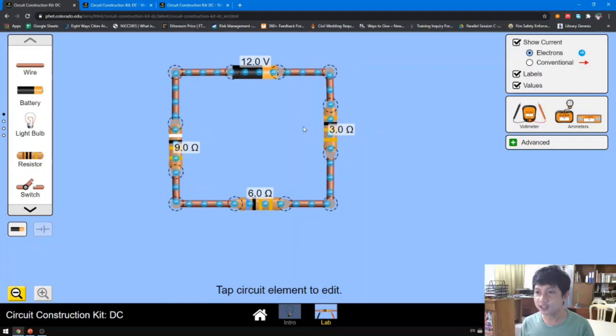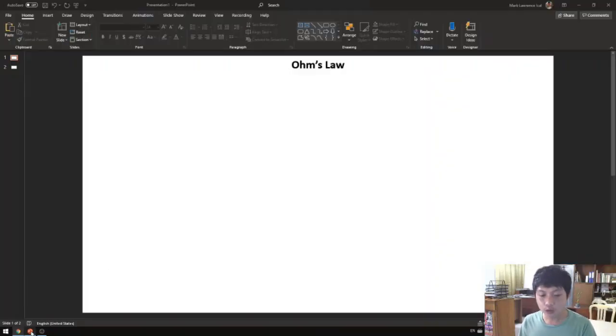circuits is a topic in electrical engineering, and of course I'm going to teach you some basics of electrical engineering today. What you are seeing here is a simulation from PhET, and what you can see here is a series of resistors connected to a 12 volt battery. So first things first, we have to talk about Ohm's law.